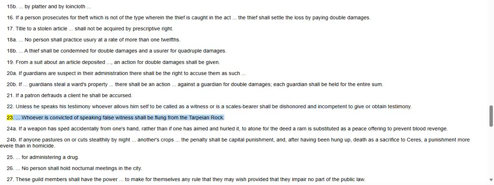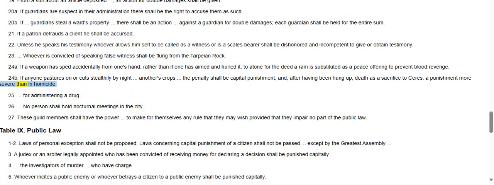23. Whoever is convicted of speaking false witness shall be flung from the Tarpeian Rock. 24a. If a weapon has sped accidentally from one's hand, rather than if one has aimed and held it, to atone for the deed, a ram is substituted as a peace offering to prevent blood revenge. 24b. If anyone pastures on or cuts stealthily by night another's crops, the penalty shall be capital punishment, and, after having been hung up, death as a sacrifice to Ceres, a punishment more severe than in homicide.